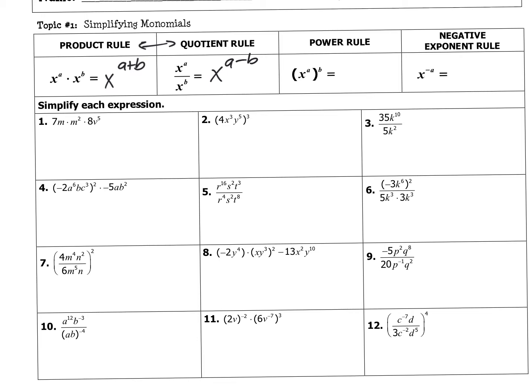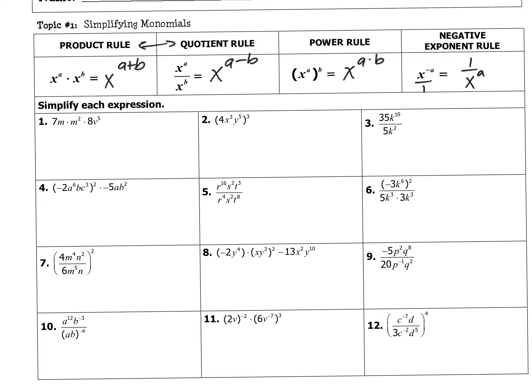Power rule is when you're raising a variable with an exponent to a power, you multiply the exponents. And to get rid of a negative exponent, remember anything can be written over 1, you just move the negative exponent to the denominator. So that is how you get rid of a negative exponent. All right, so let's jump in.